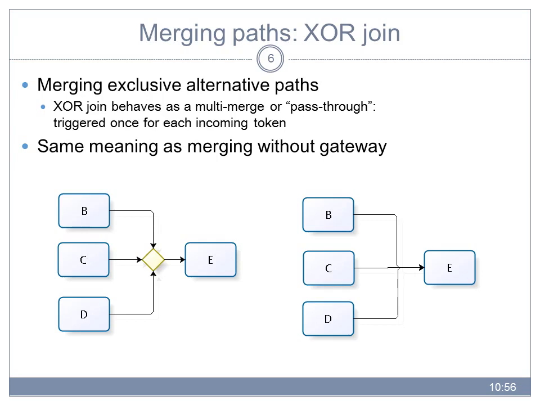It means that it will be triggered once for each incoming token. It has the same meaning as merging without a gateway. So for each token that comes in from one of the tasks B, C or D, this token will simply pass through the gateway and go to E. So in terms of an animation, you have 3 tokens in each one of the incoming tasks, and each token will simply be passed on to the next task E. So it means that E will be executed 3 times.